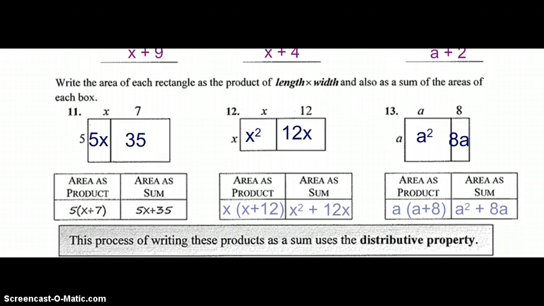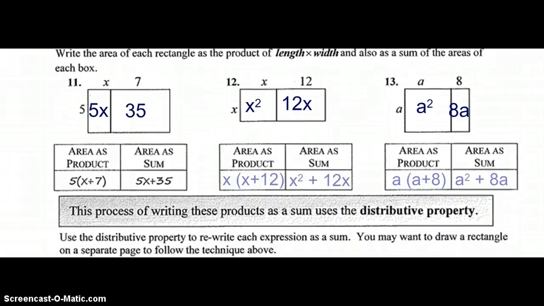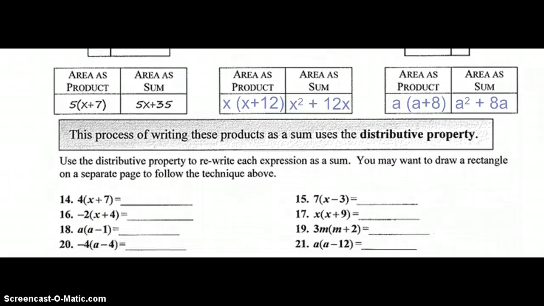This process of writing these products as a sum uses the distributive property. Use the distributive property to rewrite each expression as a sum. You may want to draw a rectangle on a separate page to follow the technique above. So for the first one, instead of writing the area as a product, we're going to write it as a sum. In order to do that, we're going to take the number in front and multiply by the numbers inside. So 4 times x and then 4 times 7. When you do this, you end up getting 4x plus 28.